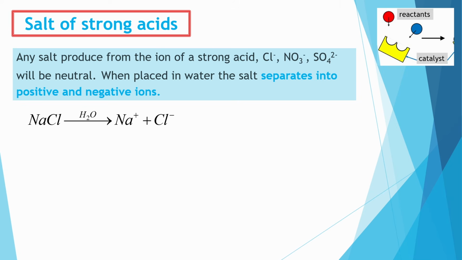chloride ions. Now, because we know that a chloride ion is the conjugate base of a strong acid, we know it's neutral. Any negative ion produced from a strong acid is always neutral. So I can recognize this as neutral because it has a chloride there. And same with sulfate. I can recognize that sulfate comes from sulfuric acid, so this is going to be neutral.